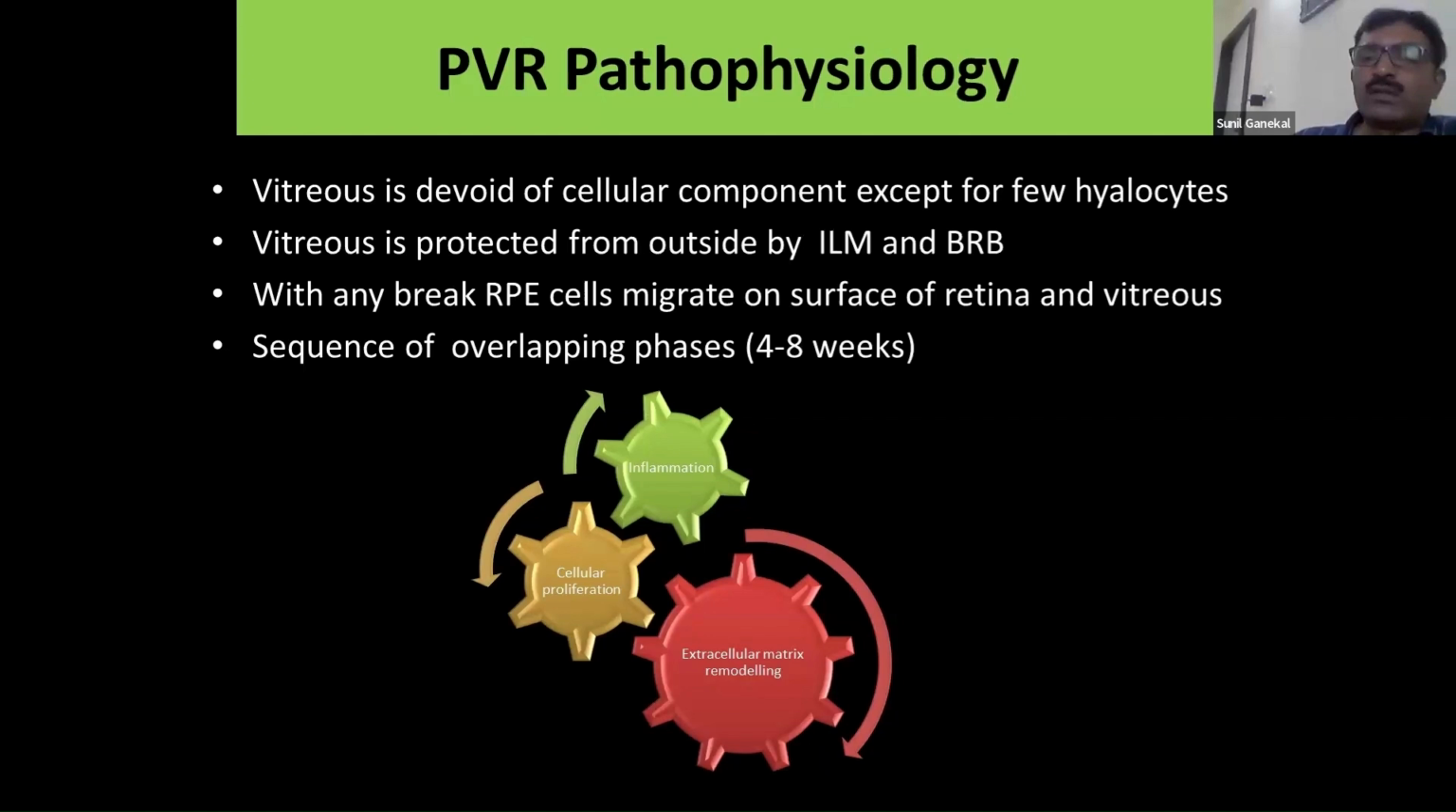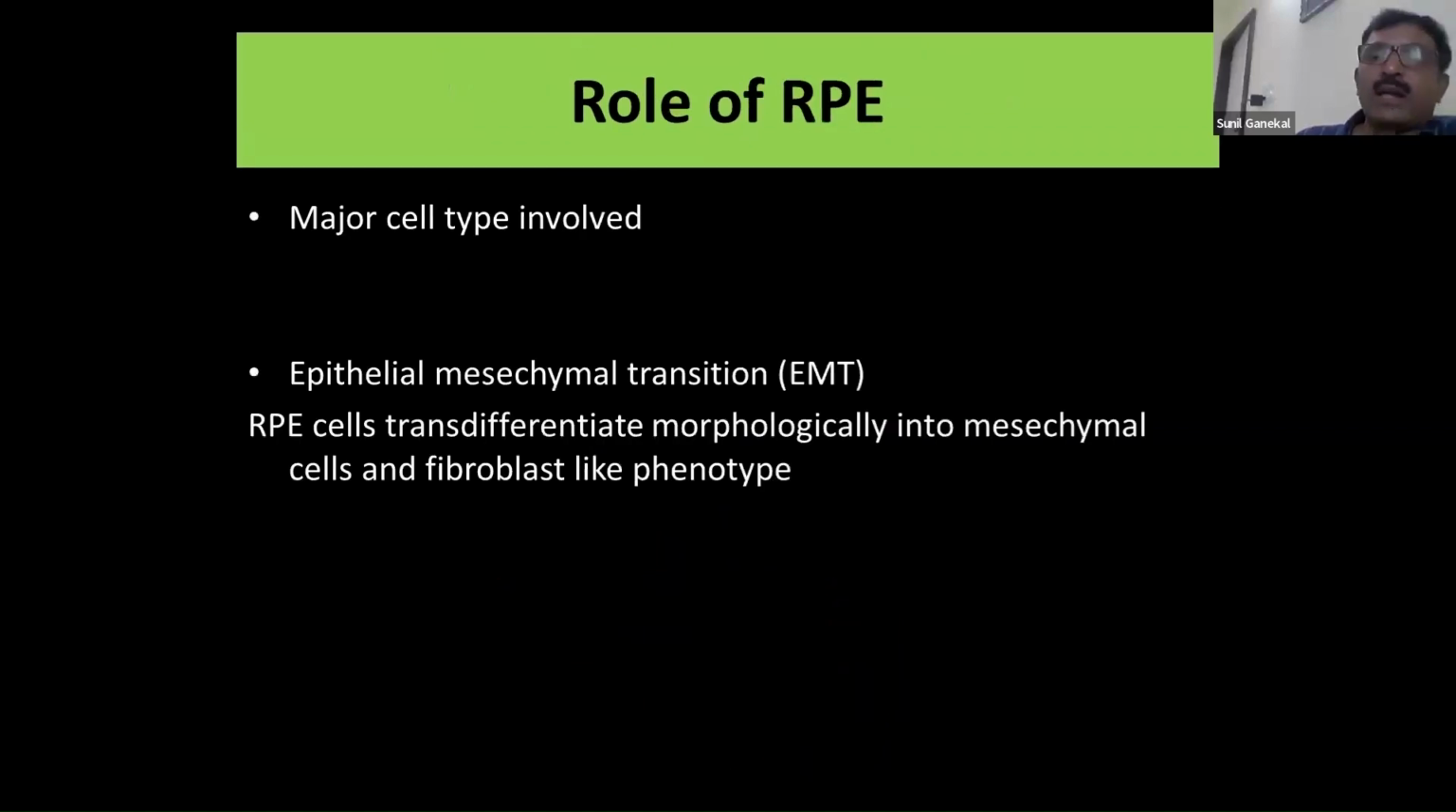So basically, you tend to see inflammation, cellular proliferation, and extracellular matrix remodeling. All these cause pathophysiological changes, causing the formation of membranes on the surface of the retina as well as vitreous changes. But as I told, the most important cell which contributes to PVR is the retinal pigment epithelium. This is the major cell involved.